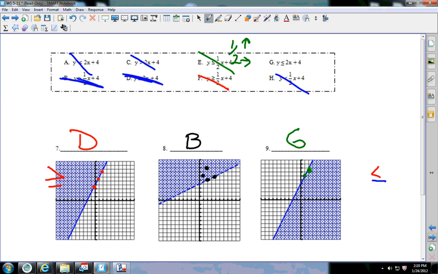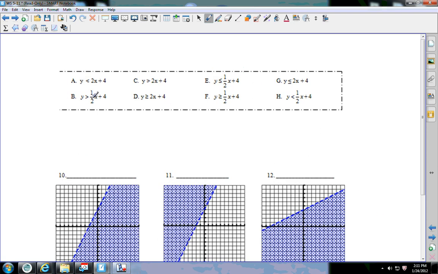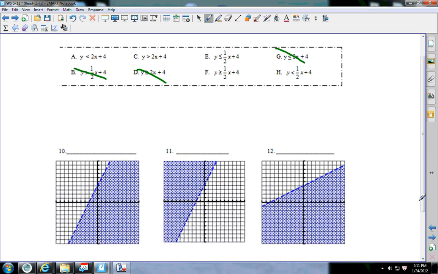All right, let's look at the next ones. So we've used B, D, and G. Now you can pause the video and go to the next choices, and see if you can figure out which one is the correct one.